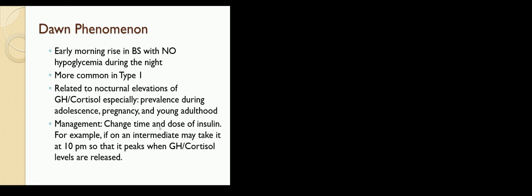So you want, with either one of these phenomena, you want to decrease the insulin dose or change the time of the injection. For example, if they're on an intermediate, they may take it at 10 p.m. so that it peaks about the time growth hormone and cortisol levels are released. Okay, hope that makes sense.